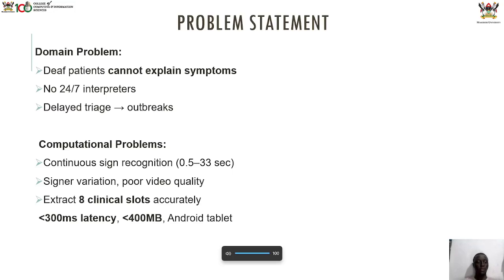So now, to start with the problem statement, deaf patients can't describe symptoms. Interpreters aren't always available. So this delays diagnosis and outbreak detection. Now, the computational problem is that we must recognize continuous sign language of at least 0.5 to 3 seconds, handle different signing styles and video quality, and extract 8 key medical slots, all in less than 300 milliseconds on an Android tablet.